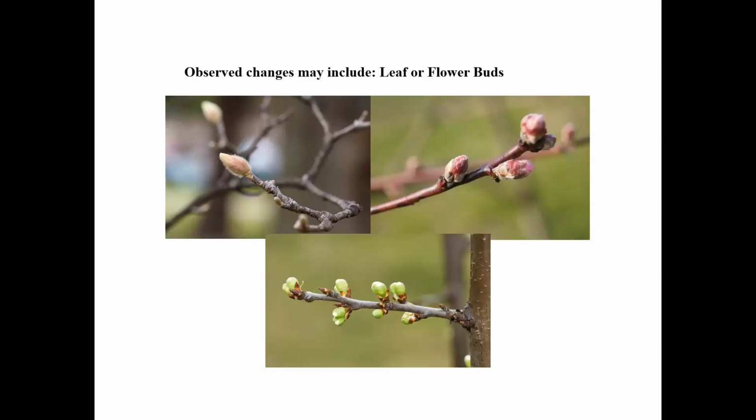You might see leaf or flower buds starting to emerge out of your branches. They might look something like this. It's okay if you don't know if it's a leaf or a flower bud. Like this, for example, is a flower bud. This, for example, is a flower bud. These are also flower buds, but leaves a lot of times will emerge from the same spot. So if you see something like this, you could just write as your observation, buds. You don't have to tell me if it's a leaf or a flower bud. You can just say buds.